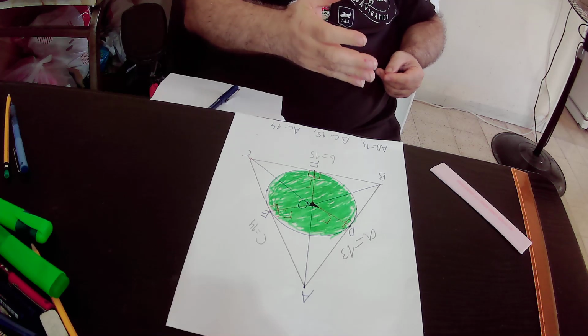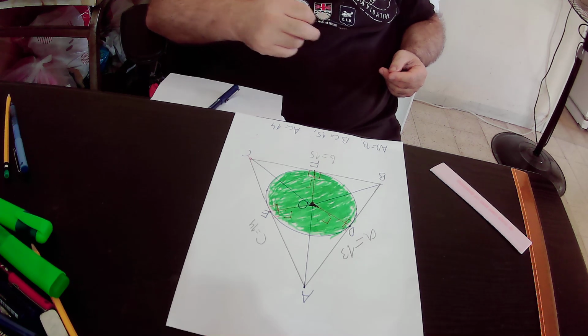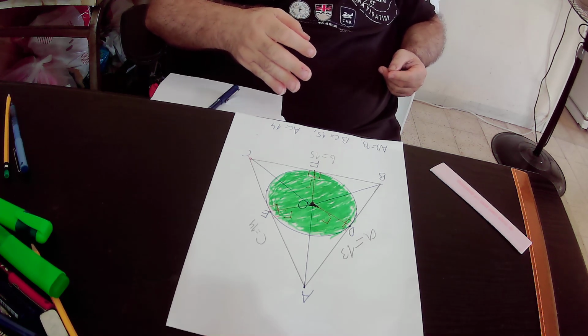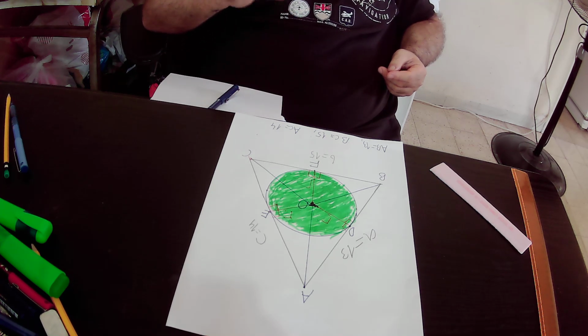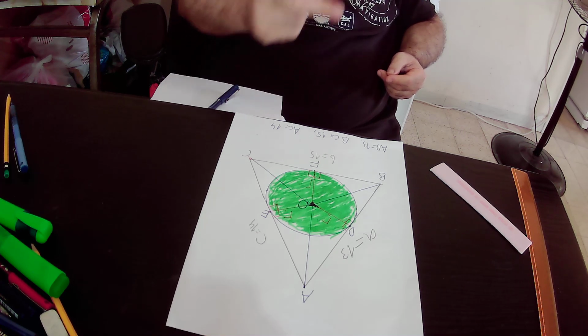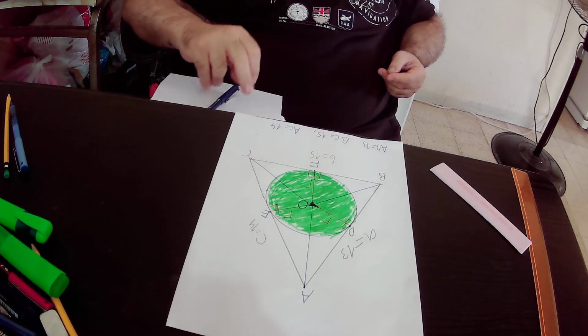So by solving this equality, we will find out the radius of the green circle, and after we know the value of the radius of the green circle, the area of any circle equals pi times the radius squared. So we will square the radius that we found, and we will multiply it by pi, and we will find out the area of the green circle.